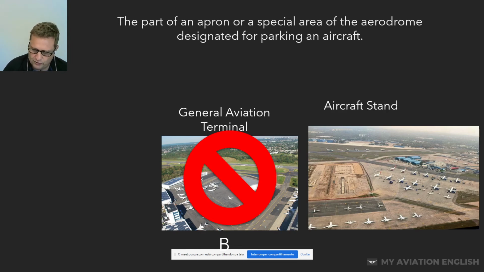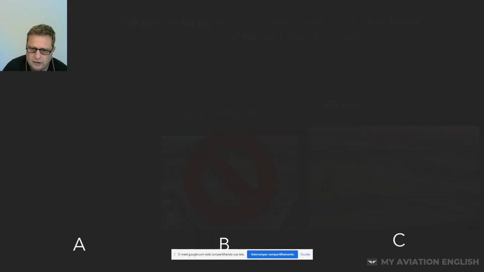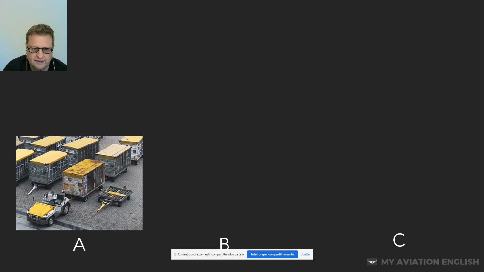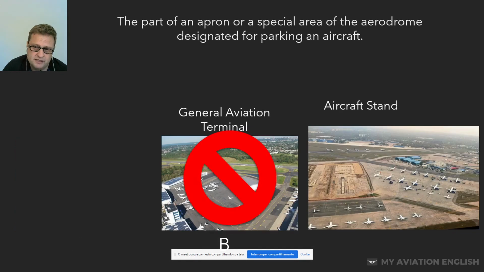Eu acho que vale os dois. What is your opinion? I think both. Do you think both as well? Maybe aircraft stand. Yes. It is more specific to parking. Yeah, it's more specific, more appropriate. But I think I would accept both answers.